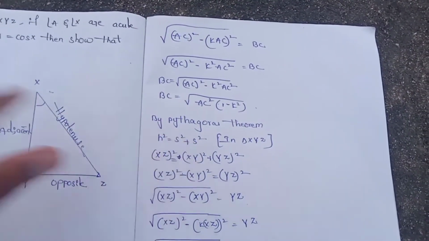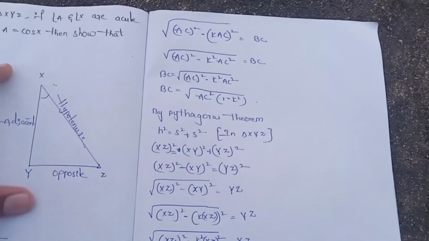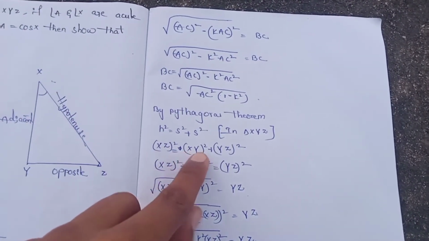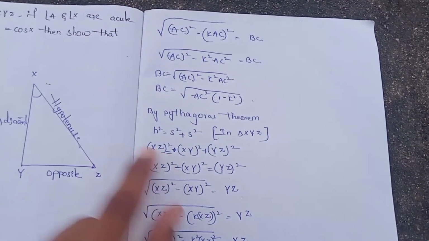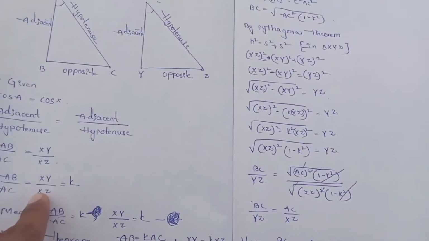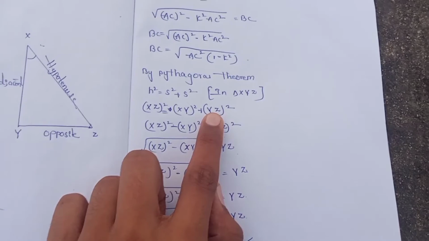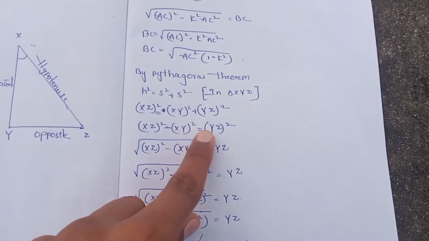Next we have to find the hypotenuse. By Pythagoras theorem we have to find the other side here. Hypotenuse square is equal to side square plus side square in triangle XYZ. The hypotenuse here is XZ. XZ whole square is equal to XY whole square plus YZ whole square. XY and XZ are given; YZ is not given. So we take YZ separately: XZ whole square minus XY whole square is equal to YZ whole square.